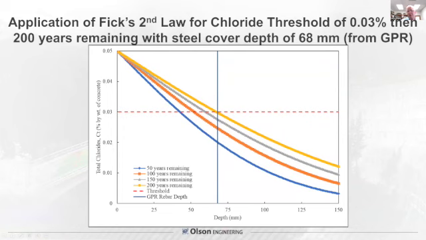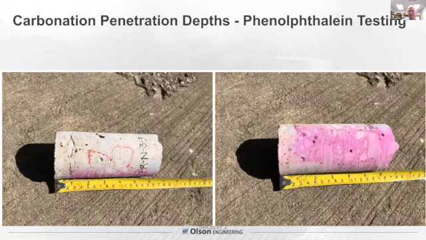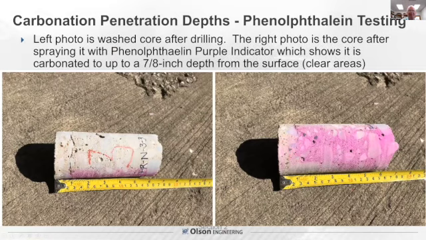Carbonation depths: you spray it with an indicator, and when it's clear, that's the depth of carbonation, and that's what that's showing here when it stays purple. So this is normally around 1/2 inch, and 7/8 of an inch, I should have said, clear areas.